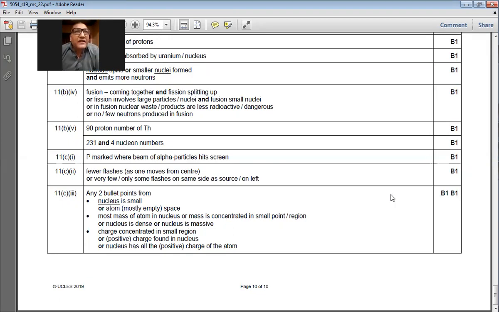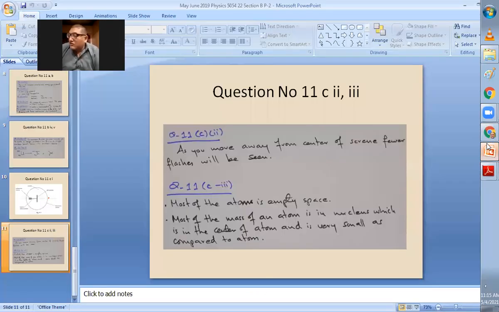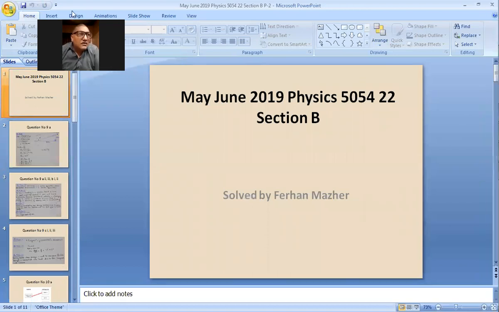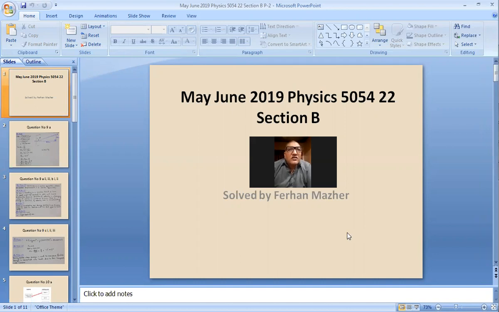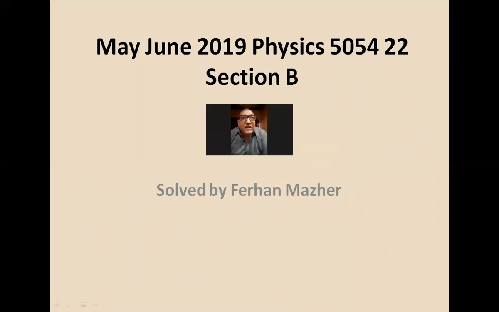So my dear students, today we have completed the May-June 2019 Physics 5054 Paper 2. And today in this video, we have only done Section B of this paper.